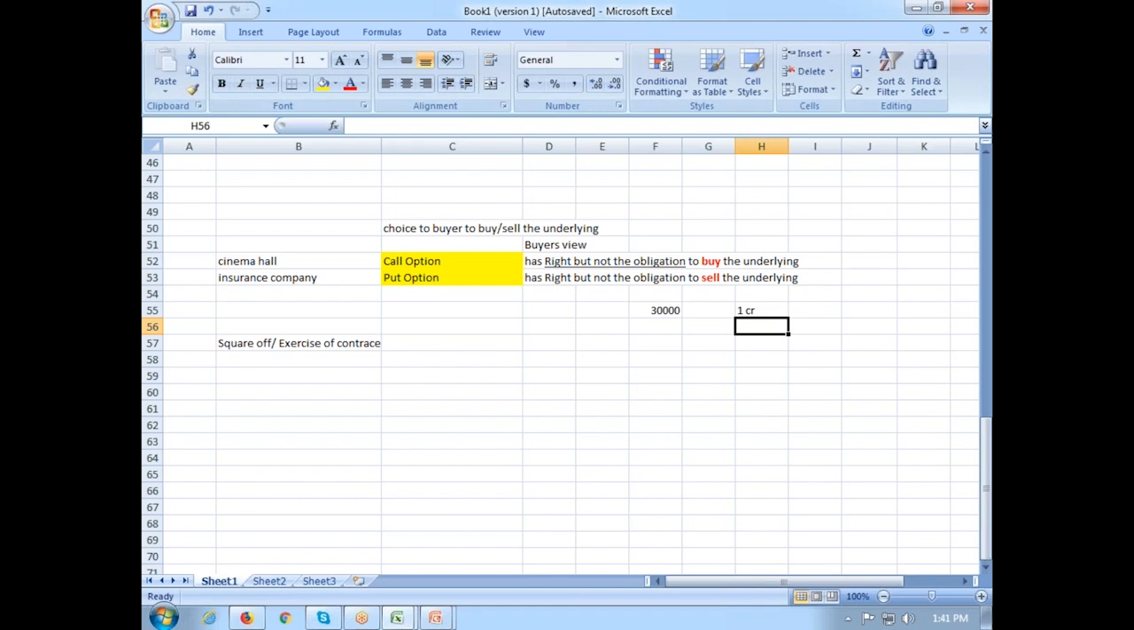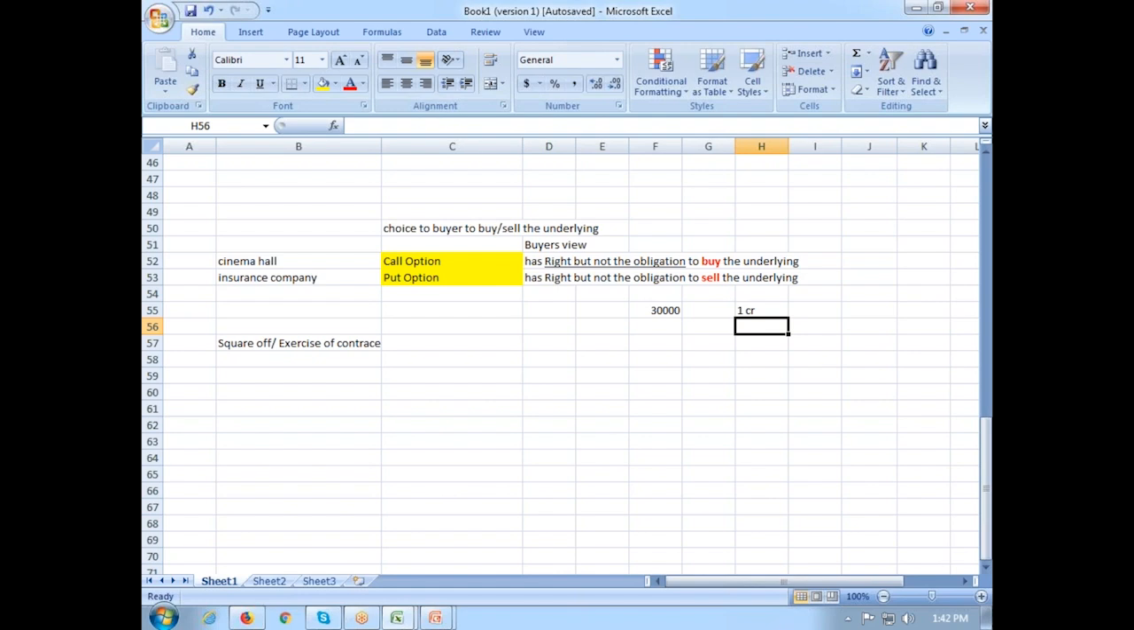Now, if something happens to me, I am no more, because an accident happened in between while I was going home, and I'm no more. So what will happen? My family will get that 1 crore. Why? Because I bought an insurance. Insurance is a put option. It protects your downside. When you buy insurance, you try to protect your downside.